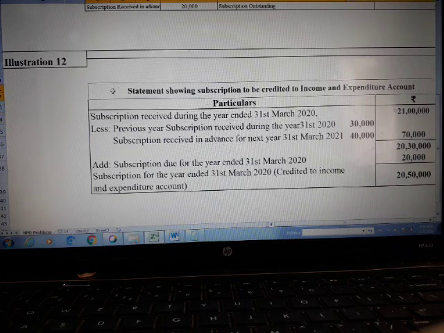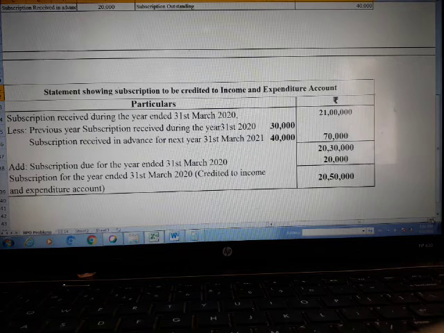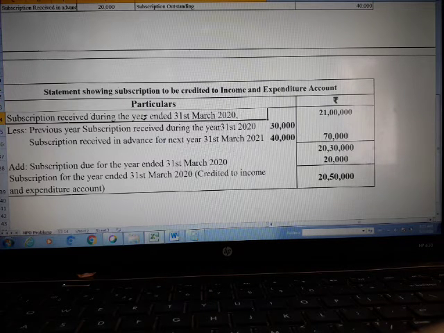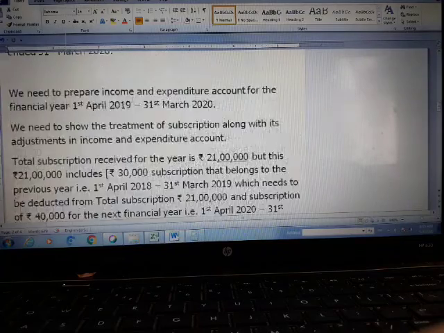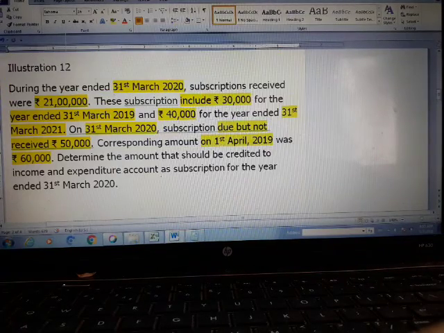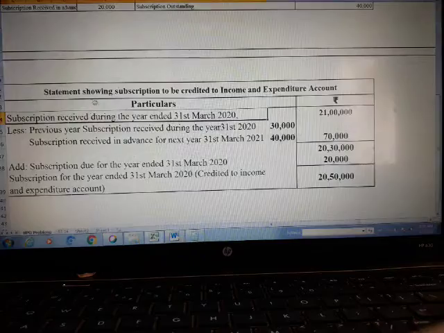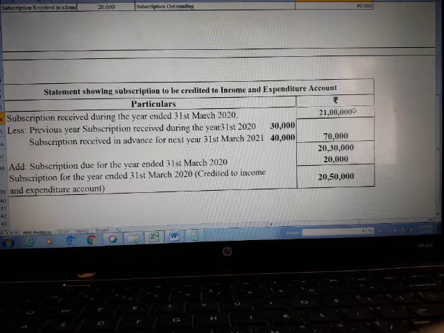First, you have to prepare a statement showing the subscription to be credited to the income and expenditure account. In this, what you are going to do? You are first going to show the total subscription received. So, subscription received during the year ended 31st of March 2020. How much is it? It is 21 lakh. So the 21 lakh you are going to portray over here in the outer column.